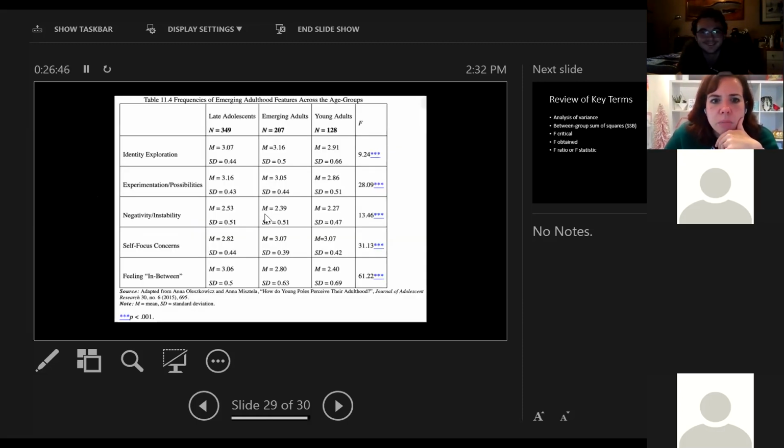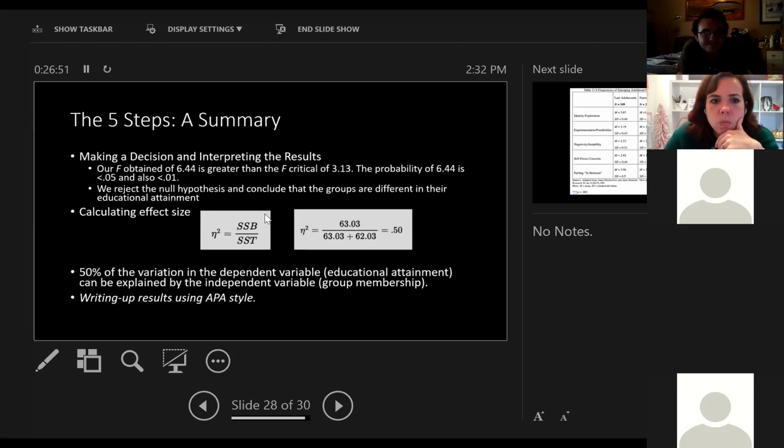Oh, I thought I put it on here. I didn't put it on here. Oh, there it is. It's right here. Our F obtained, 6.44, is greater than the critical, which was 3.13. Okay, so my critical, you can always draw it out too.